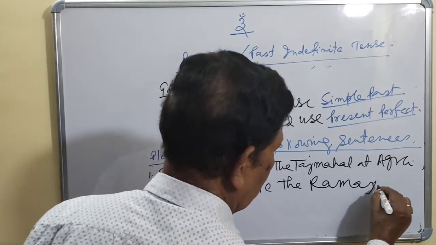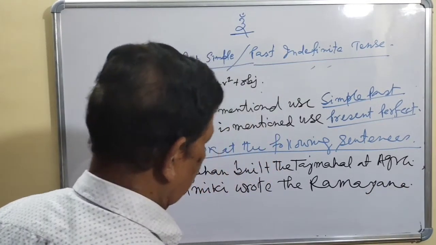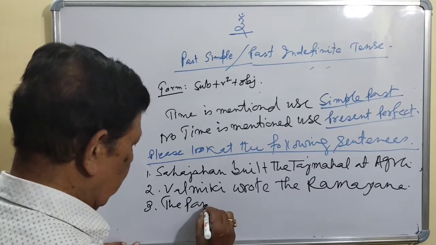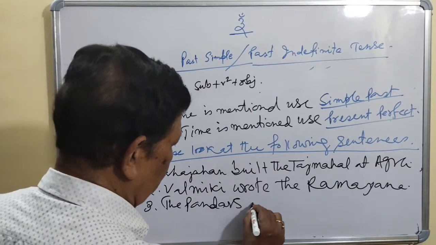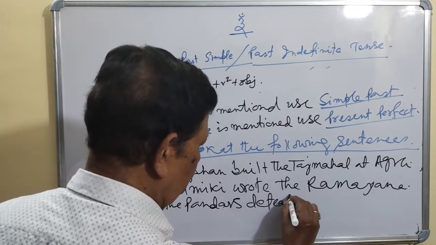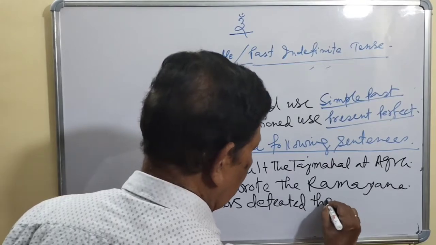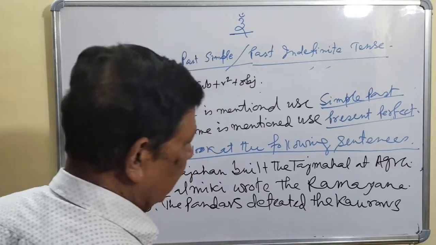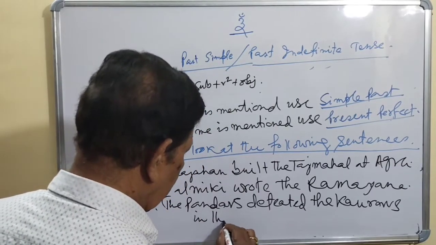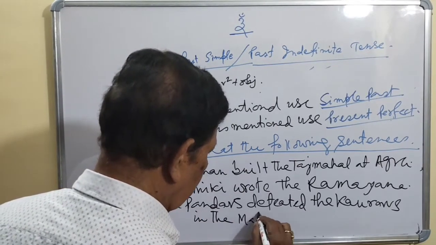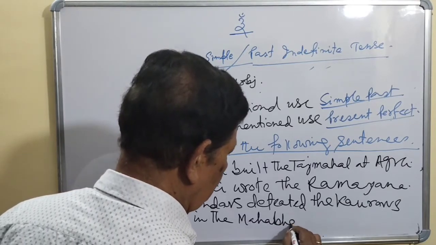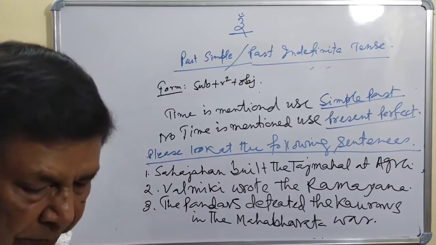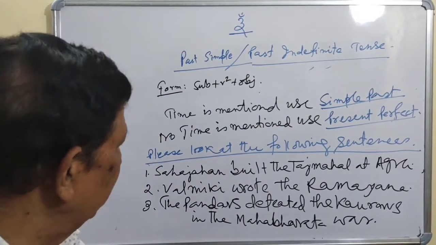Valmiki wrote the Ramayana. The Pandavas defeated the Kauravas in the Mahabharata war. See these sentences. Please look at these sentences very carefully.